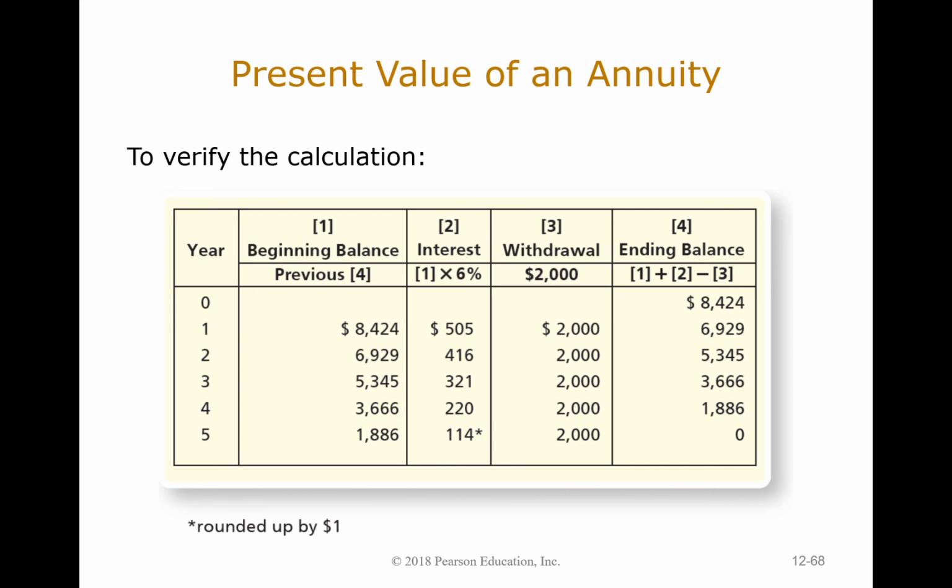So the present value of an annuity here is somewhat an amortization table in a way, where we can see what happens here. If we have 8,424, that's our present value, okay? We're adding 6% interest, but we're subtracting the $2,000 that's withdrawn. So as we can see, when we get to the end of this period, we get 0 as an ending balance.